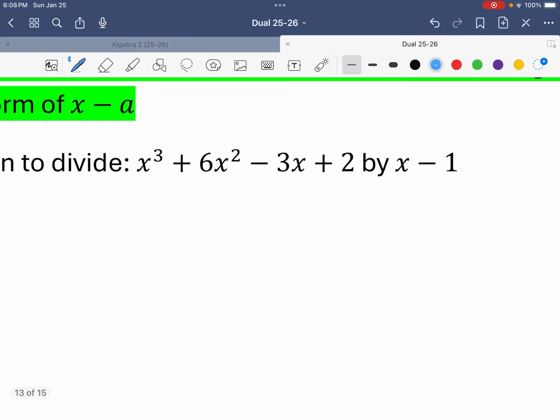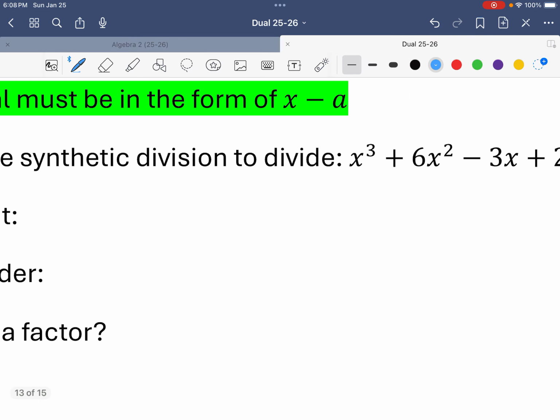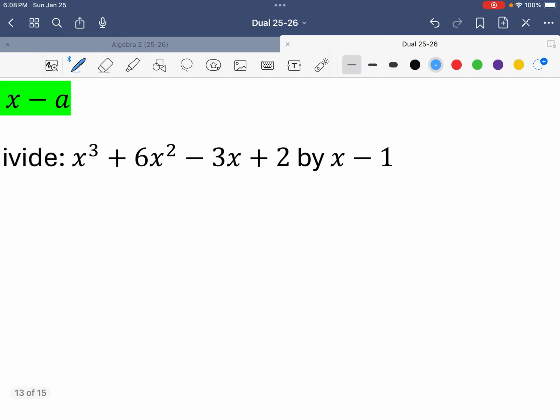Just right here. It says, example 1, use synthetic division to divide x cubed plus 6x squared minus 3x plus 2 by x minus 1. So we're going to divide, right? Okay, so we're going to look for the degree, which is the highest exponent, x3, right? So if you have x3, if you go in descending order from x3, then you should have an x2, you should have an x1, and then you should have x0. You need to have a value for each of those.